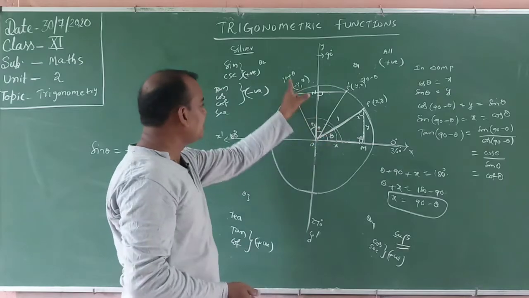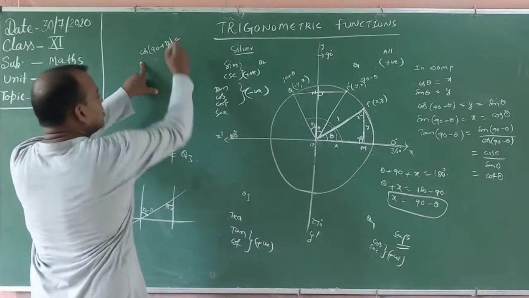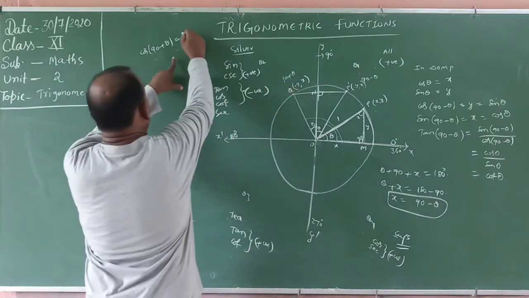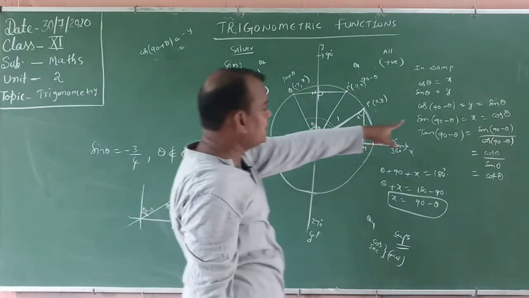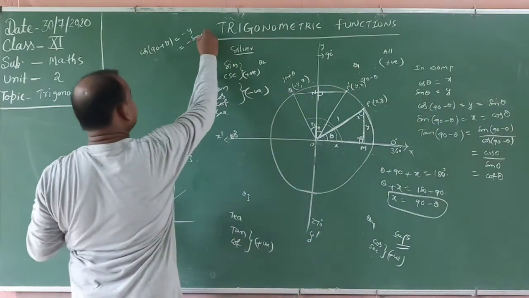What is this angle? 90 plus theta. Cos of 90 plus theta is equal to the x coordinate, that is equal to minus y. What is the value of y? From here, y is equal to how much? Sin theta. Minus sin theta.